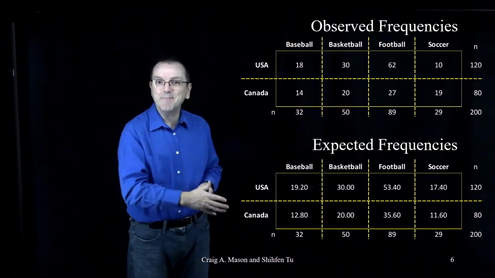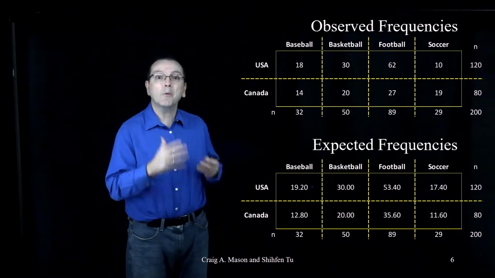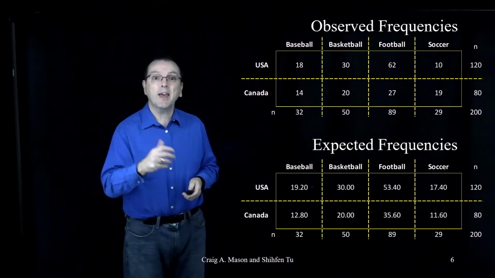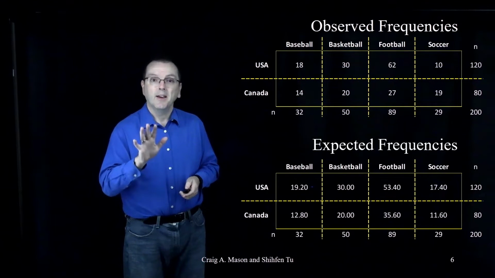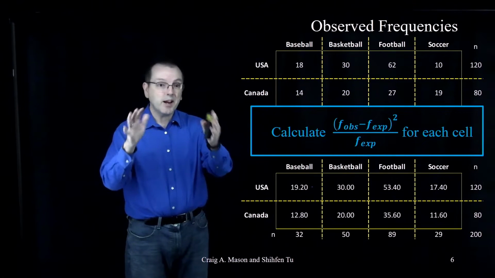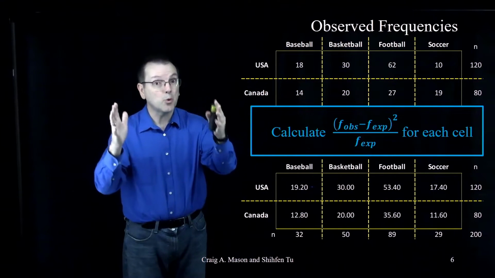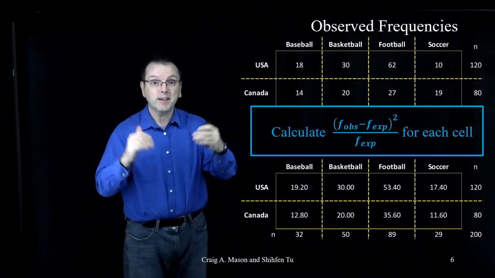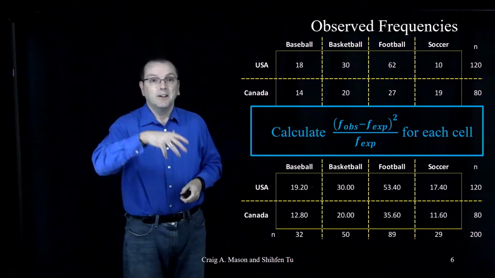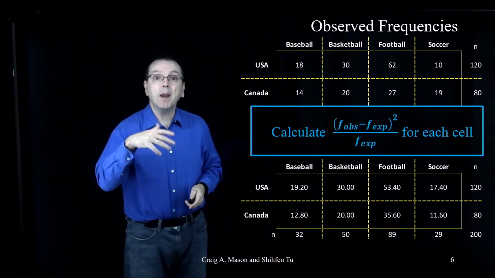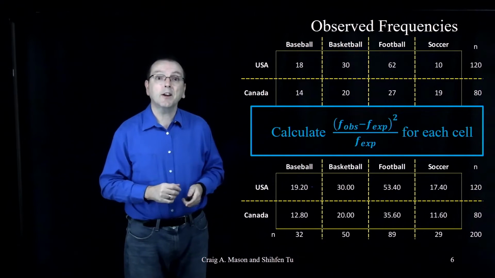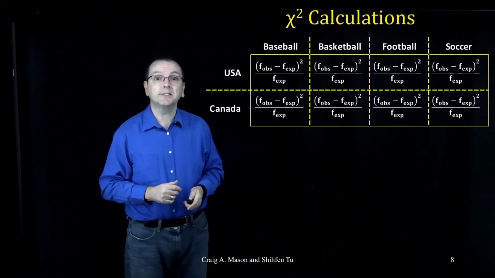Now, keep this handy because we're going to be referencing these values over and over again as we calculate our chi-square. And remember, we have to calculate the observed frequency minus the expected frequency squared divided by the expected frequency for each of these cells. So let's create a blank matrix just containing the generic equation for each of these cells.